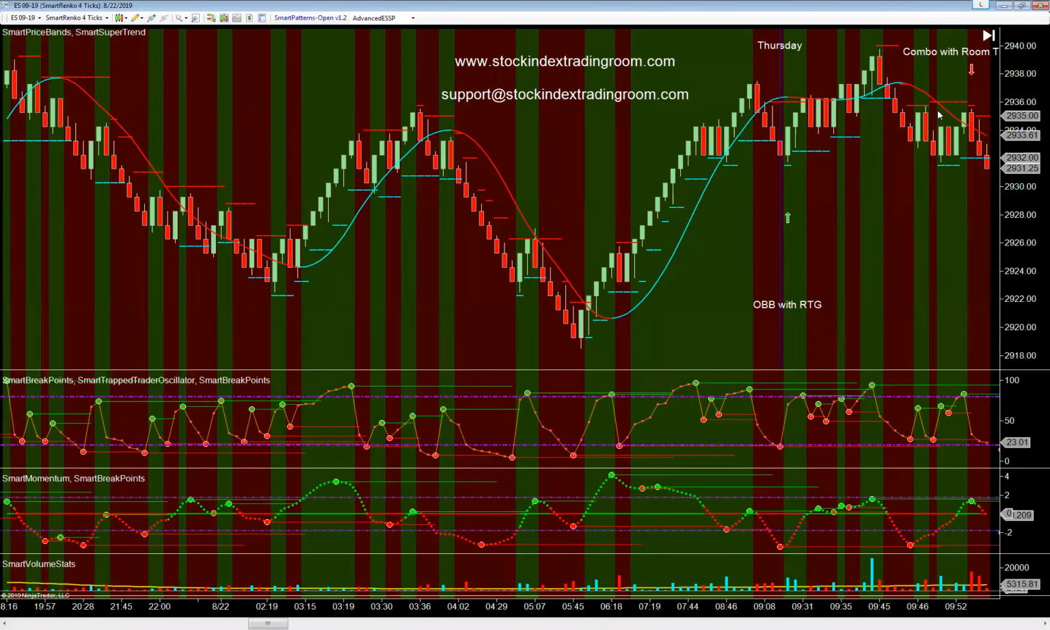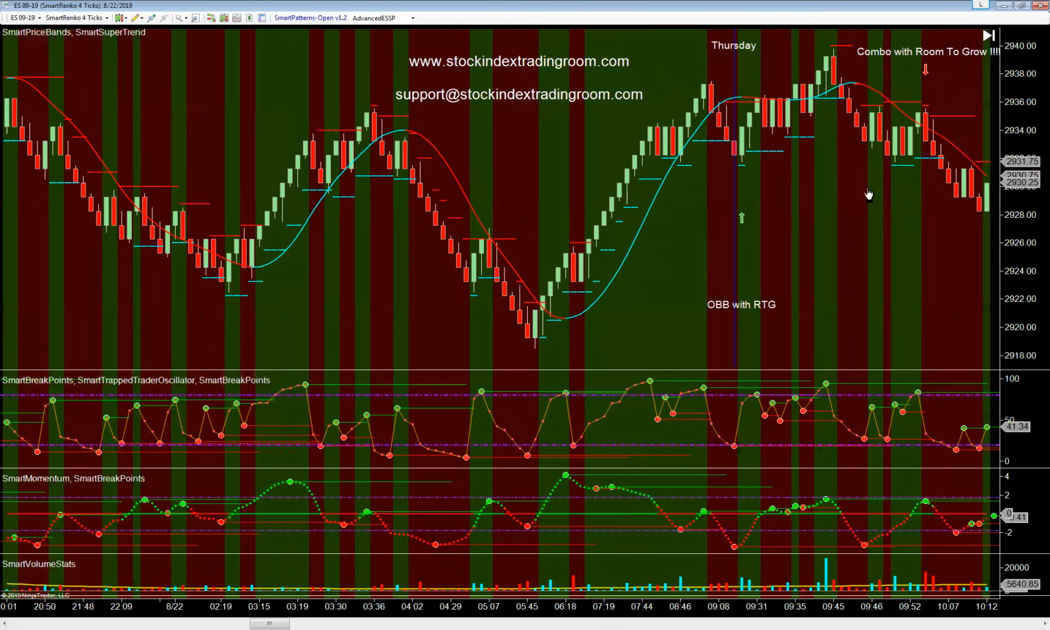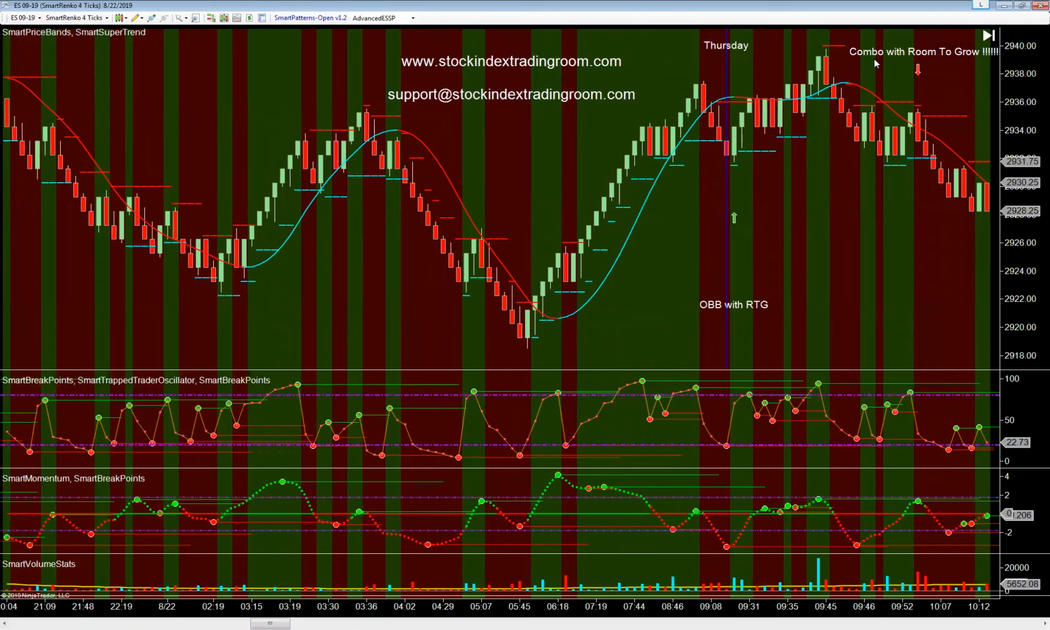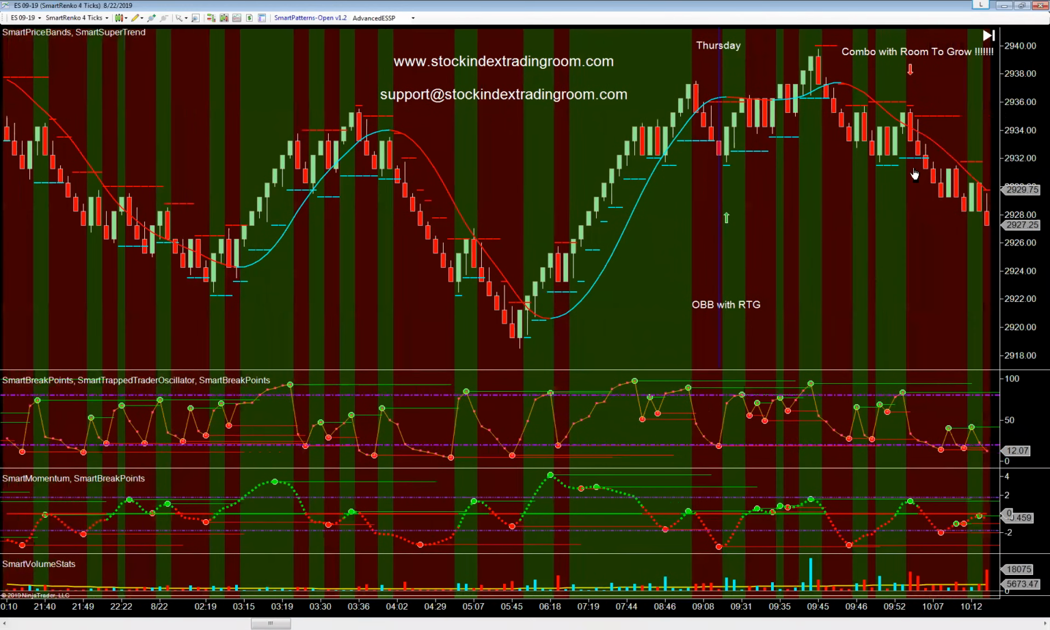Well, this signal is one of our absolute favorites. It's called a combo trade. I'll tell you what that means in a minute. With room to grow. Now, room to grow just simply means the cyan and red lines that you see distributed throughout the chart. We have a small open zone, in this case 5 ticks.